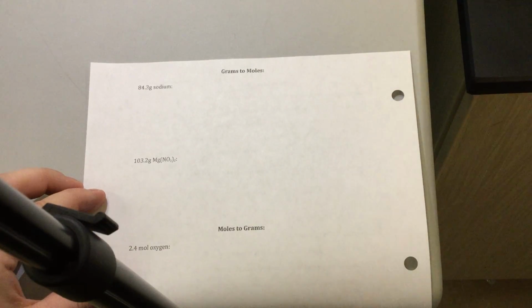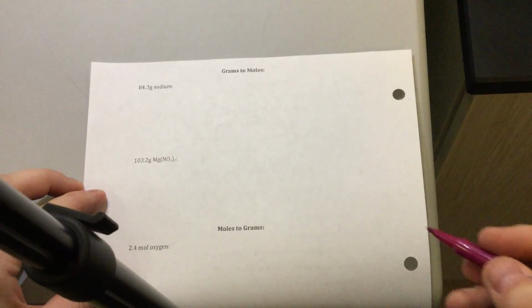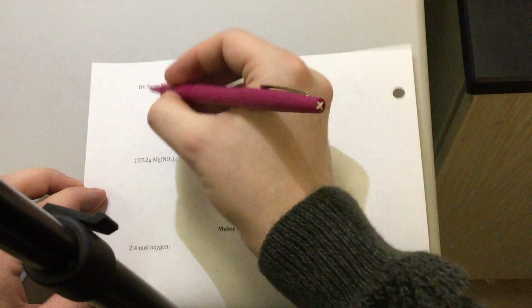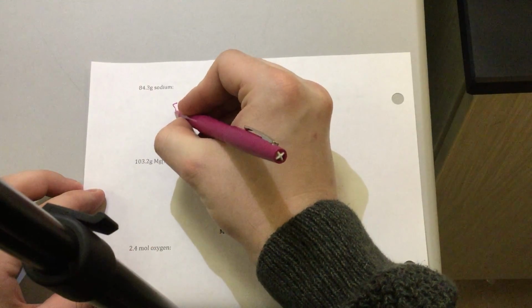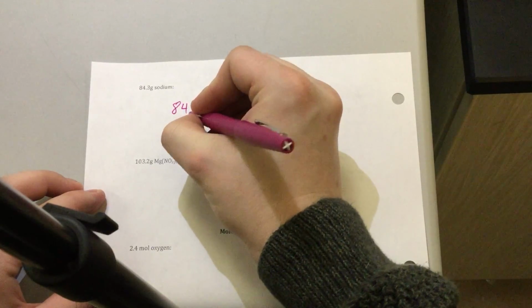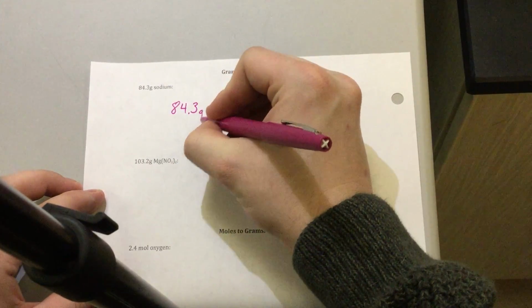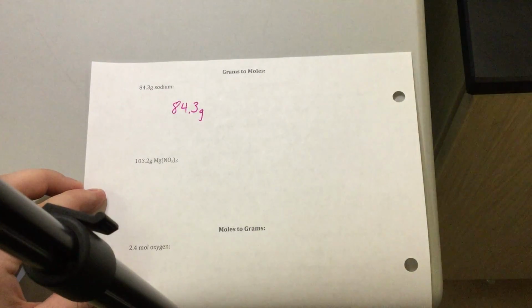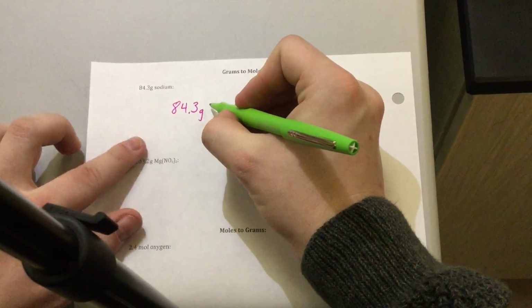Let's do some practice converting from grams to moles. We'll start with 84.3 grams of sodium. The first thing we're always going to do is write out what we're given. So we write 84.3 grams. Next, we need to construct our conversion.